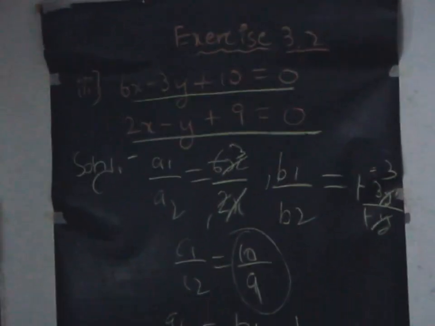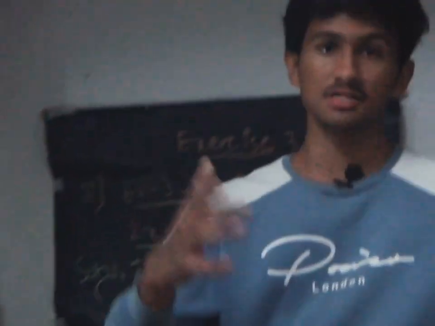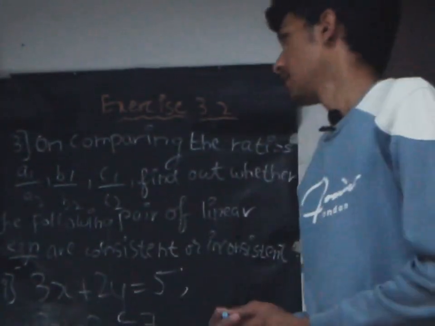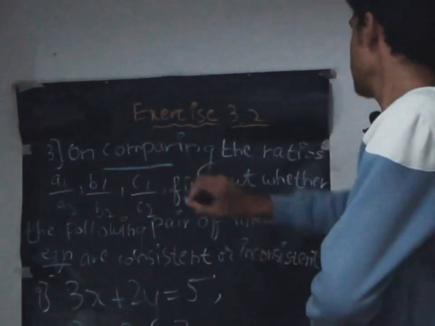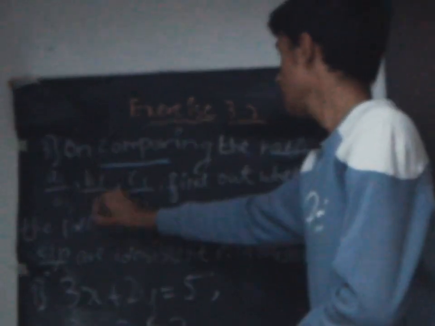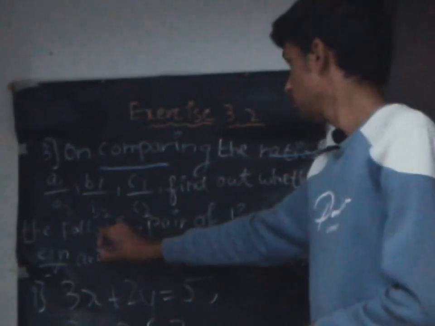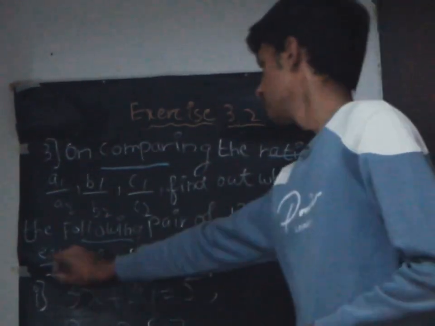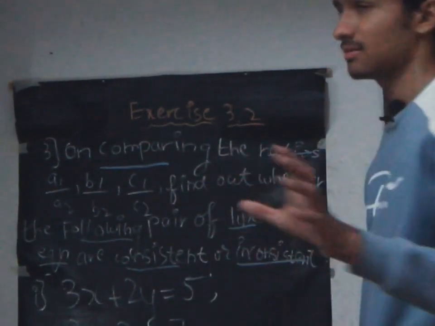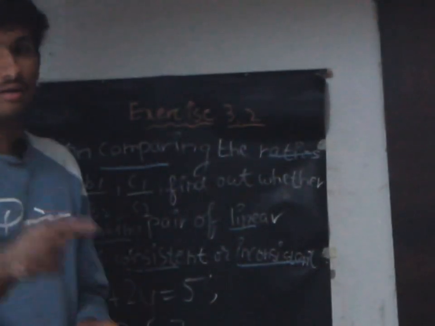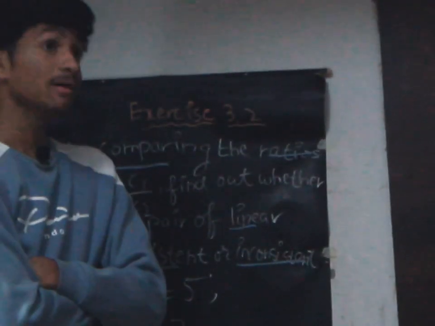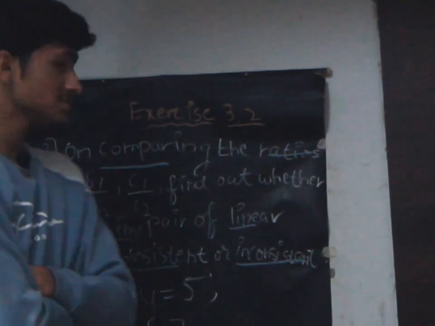So let us move on to the third question. This will be the third question of exercise 3.2. On comparing the ratios a1 by a2, b1 by b2, c1 by c2, find out whether the following pair of linear equations are consistent or inconsistent, and whether they are intersecting, parallel or coincident. Here it is consistent or inconsistent.